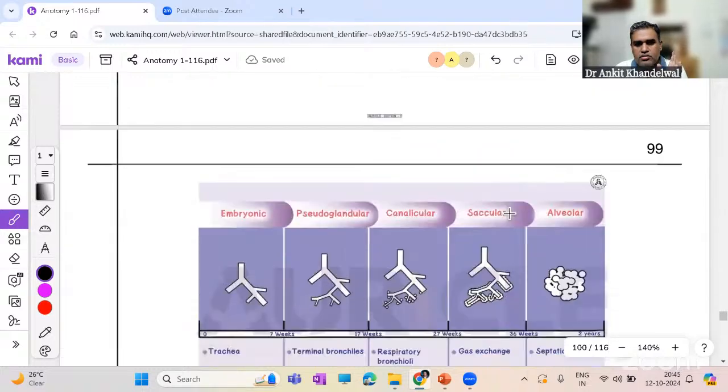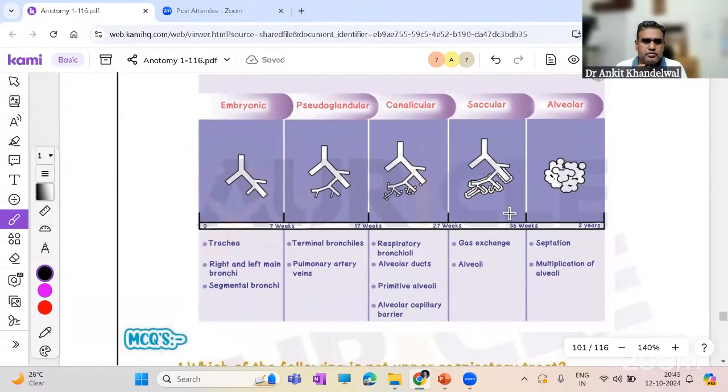Slowly. So this is a table over here. You have the embryonic stage, obviously, in the initial 3-4 weeks. Then pseudoglandular, canalicular, saccular, which is the same as the terminal sac stage. Sac is saccular, and then we have the alveolar stage. Gas exchange, see where it is happening: at the terminal sac stage. Gas exchange and the proper alveolar development. This is the whole point.